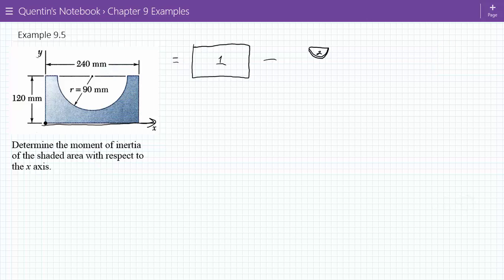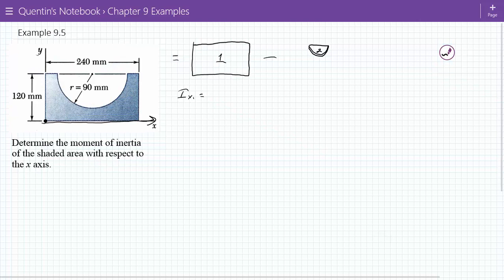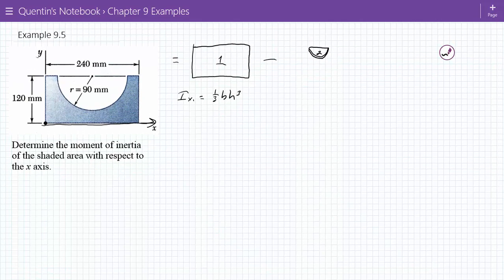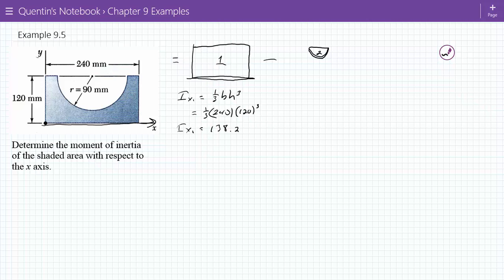Okay, so what do we know about Ix? So we know Ix is just the sum of the two, it's going to be the one minus the other. So Ix1 is 1/3 bh cubed. Since we're looking for Ix with respect to this axis right here, the base is going to be 240, and the height is 120 cubed. So Ix of this first one is simply 138.2 times 10 to the 6th millimeters to the 4th. Okay, so that was the easy part.